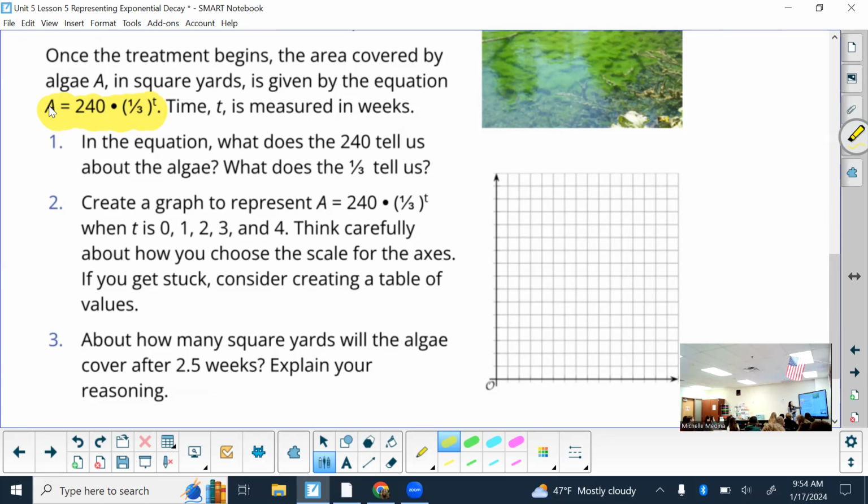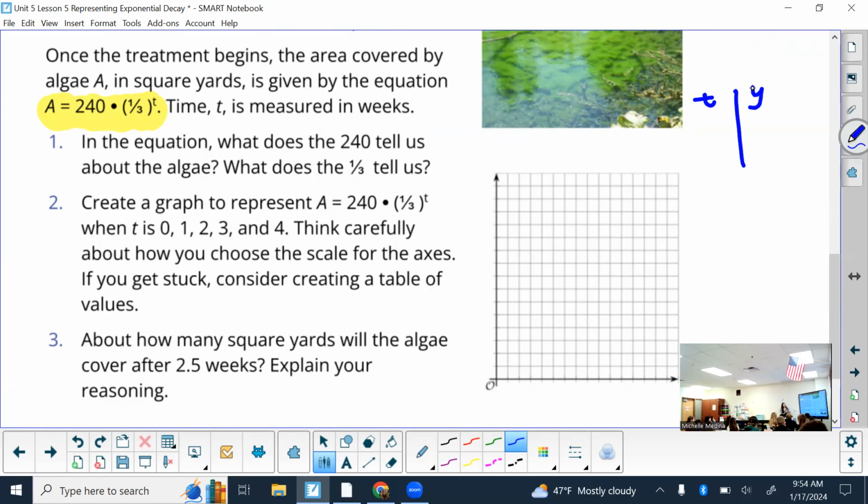Time will be measured in weeks. So based on what you know already about exponential functions, you should be able to tell me what the 240 represents and what the 1/3 represents. Put that on your paper, talk about it in your groups. Then you're going to create a graph to represent the equation when t is 0, 1, 2, 3, and 4. So consider organizing your information in a table.